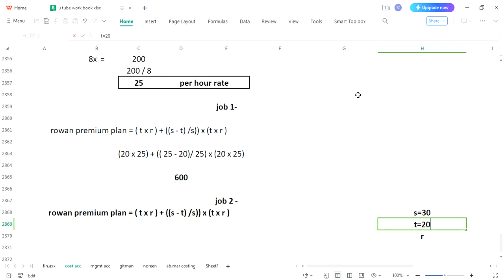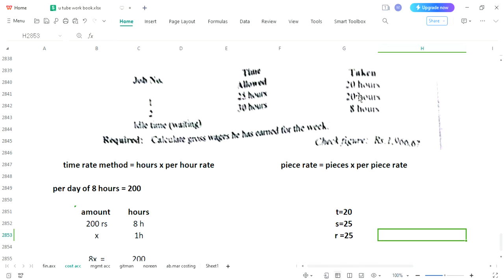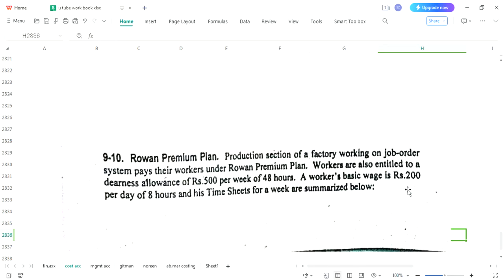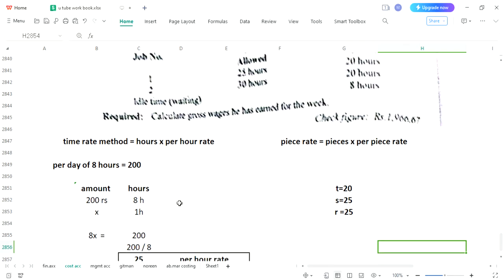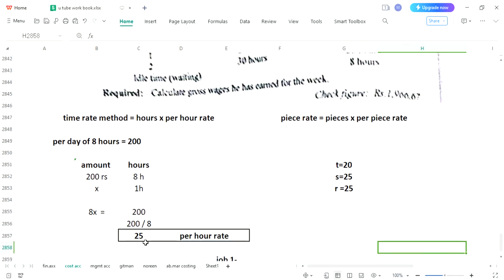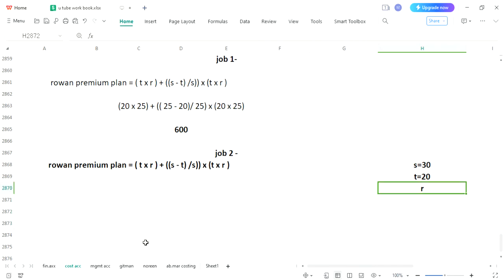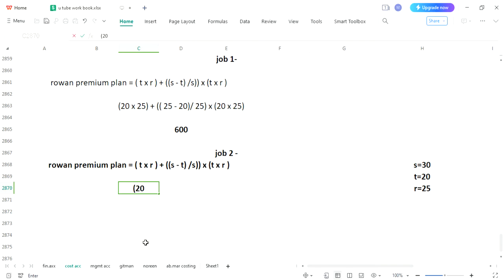Put 20 over here, and rate per hour is similar for both jobs. Rate per hour was 200 for 8 hours, and we have already calculated the per hour rate, which was 25. So in this way our rate per hour is equal to 25. Similarly, we will write it the way we did in job number 1. Now we will put the amount: open your bracket, time taken again 20, multiplied with the rate 25.